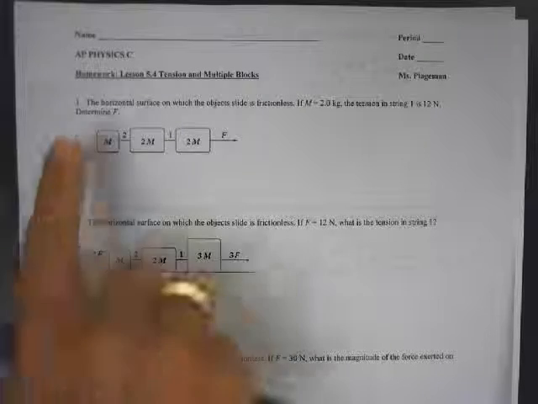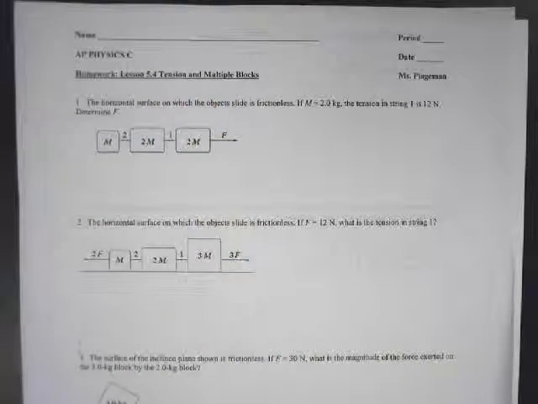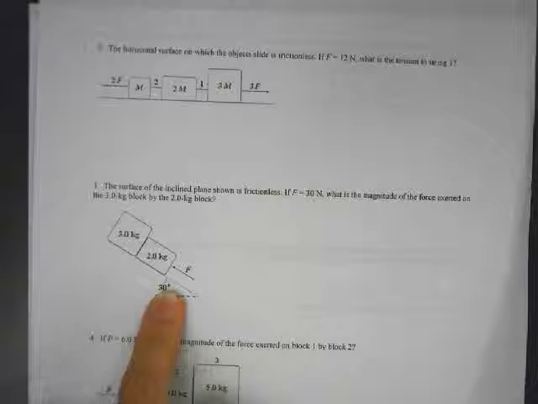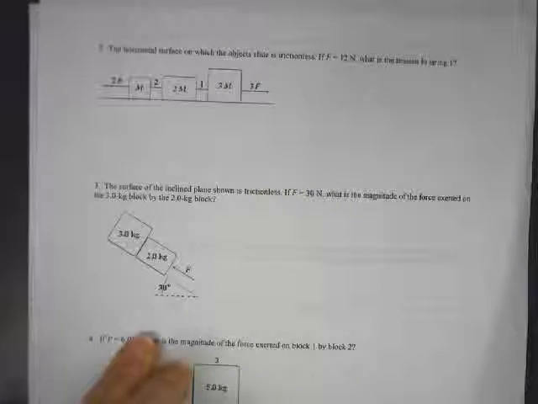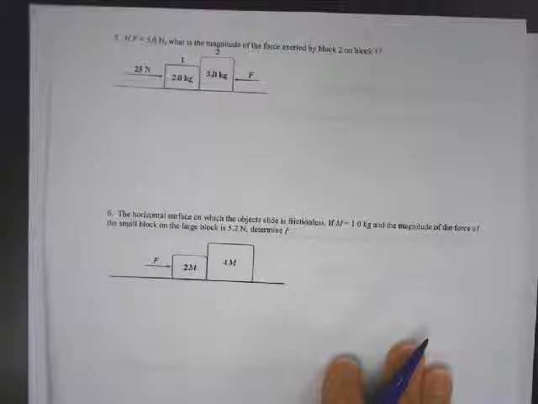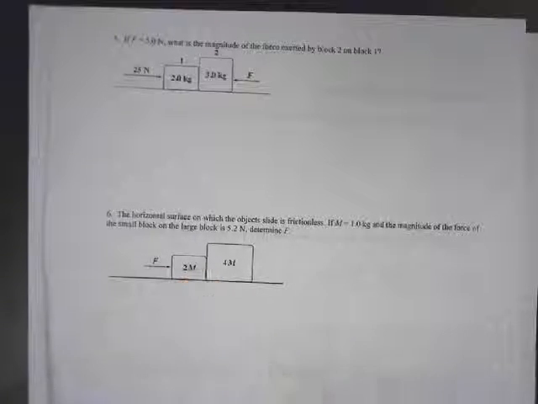Okay, we're going to look at this worksheet called Lesson 5.4 Tension in Multiple Blocks, and we're going to look at the multiple block problems. We'll do this one second, because that one's a little bit more difficult since it's on an angle. So let's do an easier one first, and then we'll get back to that one. So let's flip to the back, and let's just do this one.